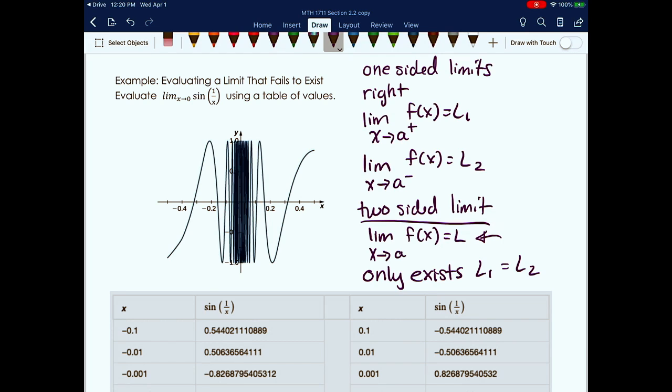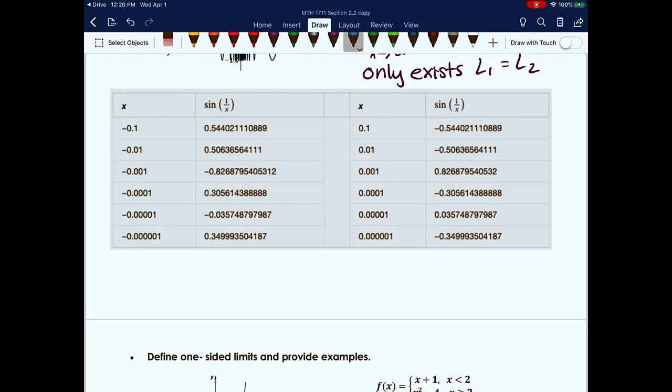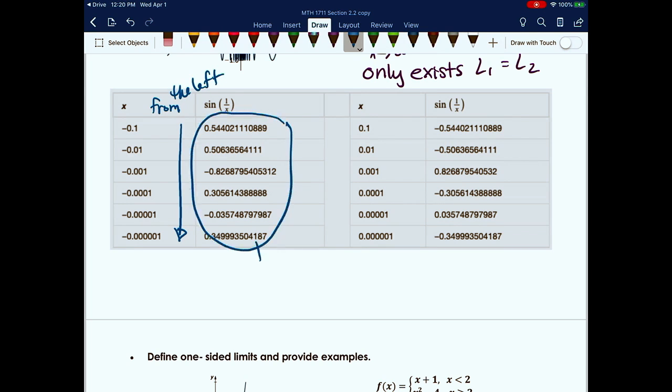So now, looking at this example, the limit as x approaches 0 of sine of 1 over x, if we're doing this by looking at a graph, it's really hard to see what's going on as you're getting closer and closer to 0. If you look at a table of values for sine of 1 over x, you'll notice that as x gets closer and closer to 0 from the left, these values aren't approaching any particular number. It's bouncing back and forth all over the place. It's not getting closer and closer to one specific number.